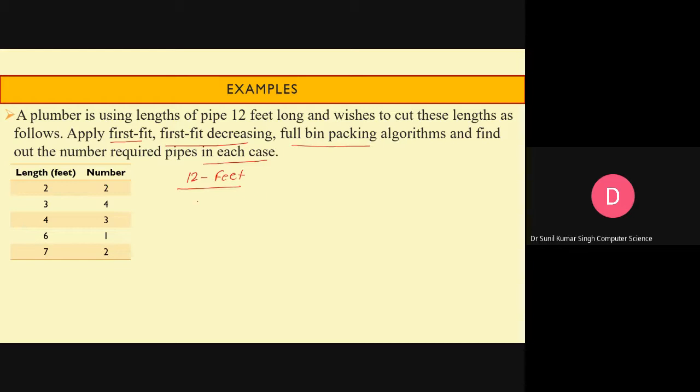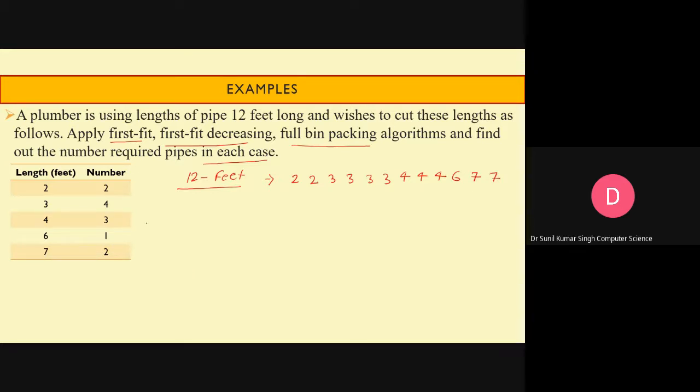So maybe first what we can do, we can arrange the items. 2 feet length pipes are required, two in number, so 2 2, and 3 feet length pipes, 4 in number, so 3 3 3 3, and then 4 feet length pipe is required, 3 in number, so 4 4 and 4. 6 feet 1, 7 feet 2.